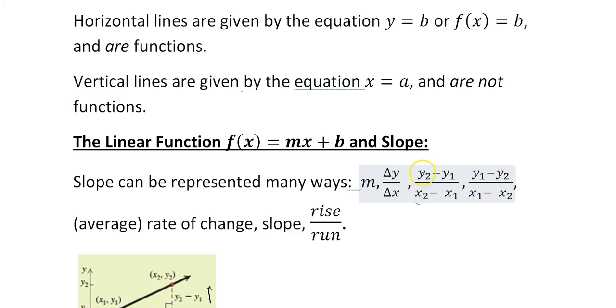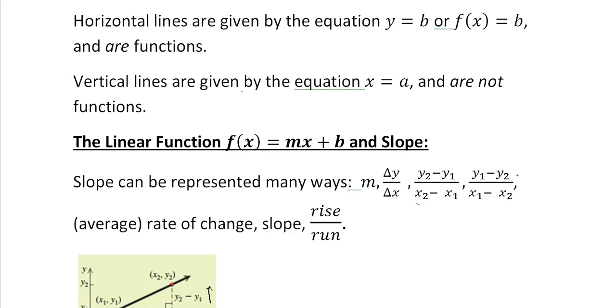The big thing to keep in mind here is my pair has to stay together, right? My x and my y have to be the same x and y as originally given. We don't get to mix and match. However, it does not matter which way we go about this. You can have y2 minus y1 over x2 minus x1, or you can have y1 minus y2 over the quantity x1 minus x2. So which point you start with does not matter, but it is important that you keep the pair together. That's the big thing to take away from that formula.